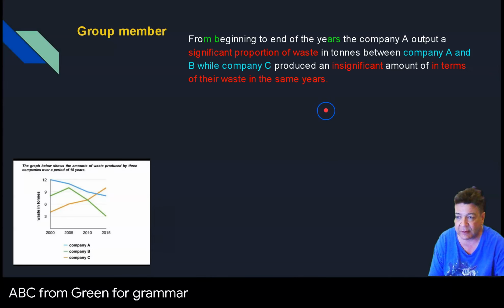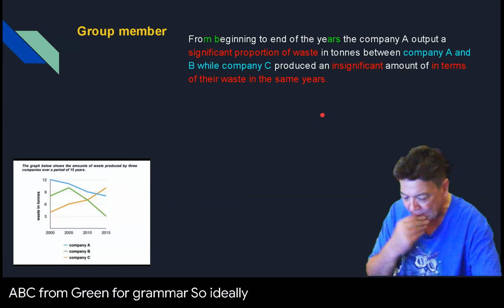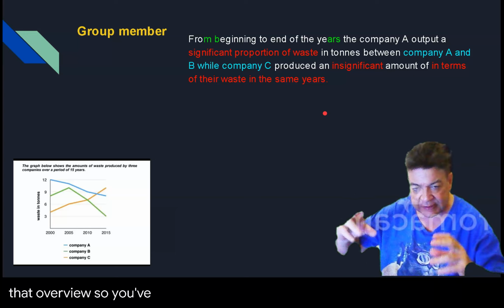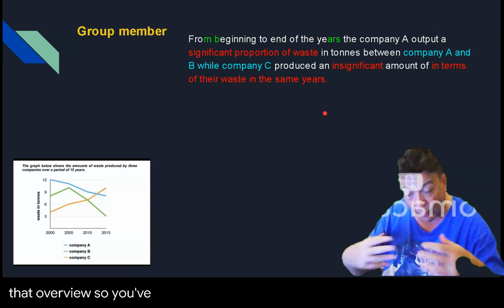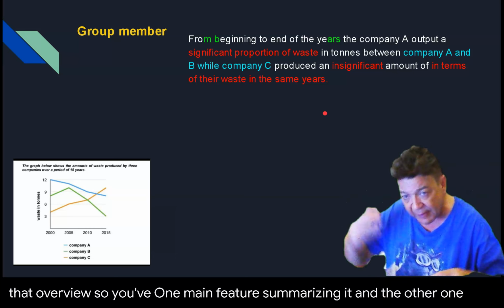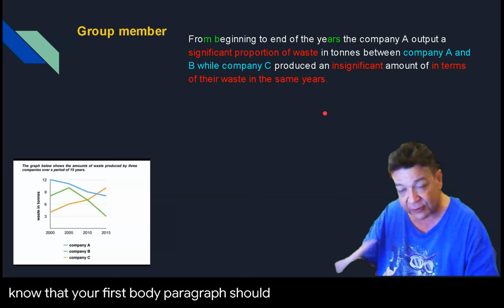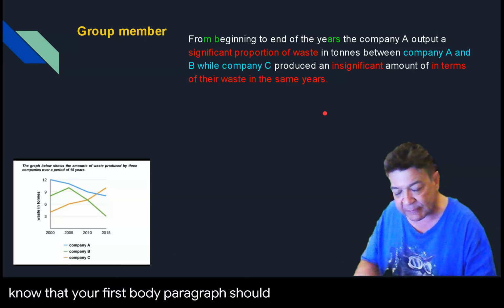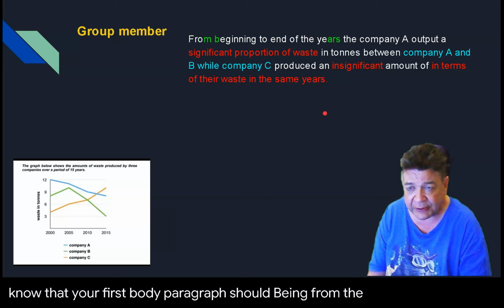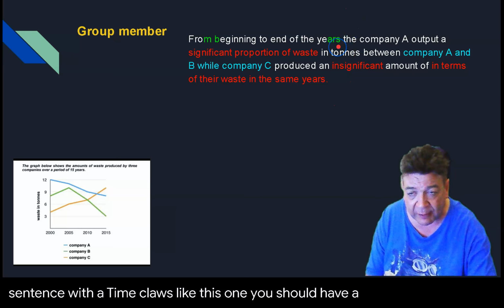All right, let's look at the body paragraphs. Okay, so ideally, once you've laid out your overview, your body paragraphs should mirror that overview. So you've got your 2 sentences in your overview, reporting one main feature, summarizing it, and the other one summarizing the other main feature. And then your body paragraphs should mirror, so your first body paragraph should discuss the first main feature, and your second body paragraph should talk about the second. From the beginning to end of the years, anytime you start a sentence with a time clause like this one, you should have a comma at the end of it.